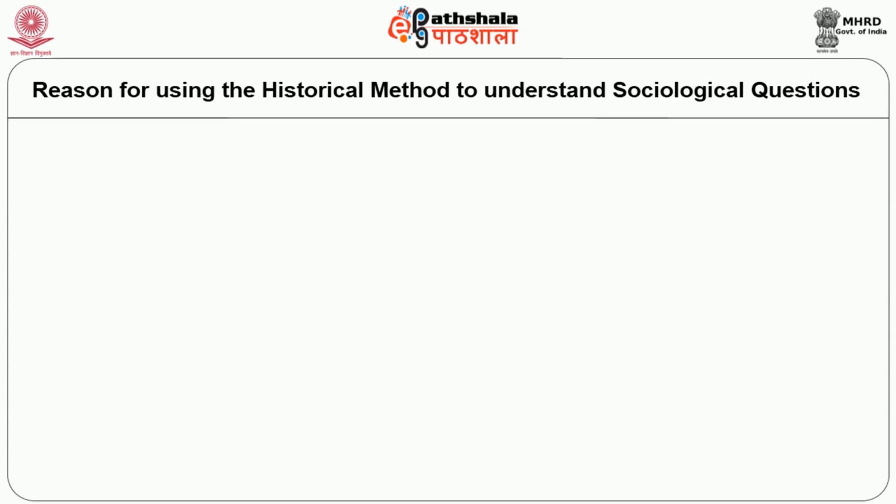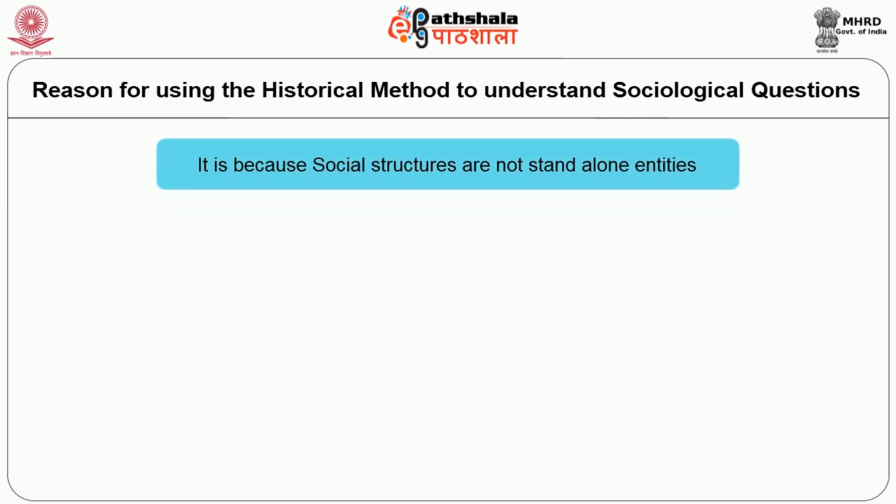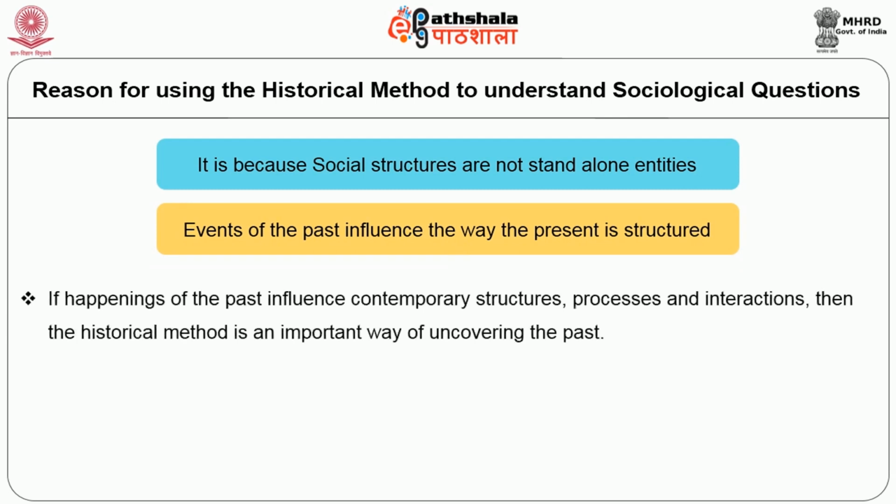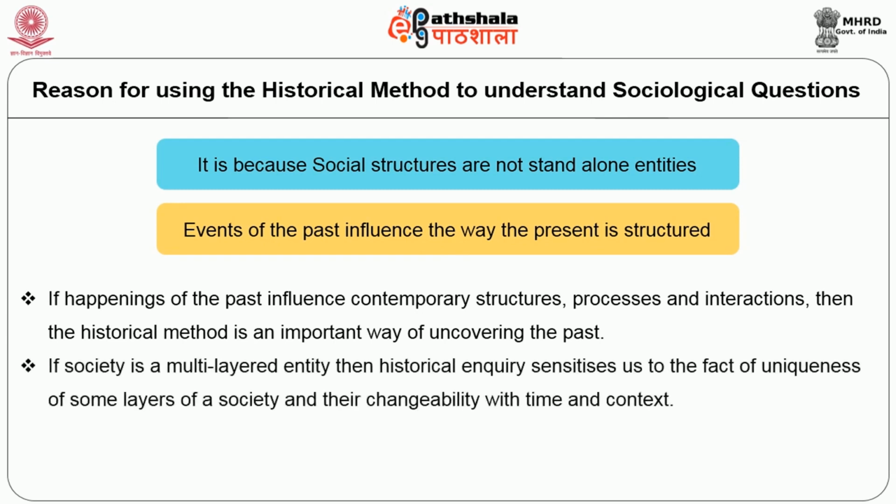What is the reason for using the historical method to understand sociological questions? It is because social structures are not standalone entities and events of the past influence the way the present is structured. If happenings of the past influence contemporary structures, processes, and interactions, then the historical method is an important way of uncovering the past. If society is a multi-layered entity, then historical inquiry sensitizes us to the fact of uniqueness of some layers of a society and their changeability with time and context.